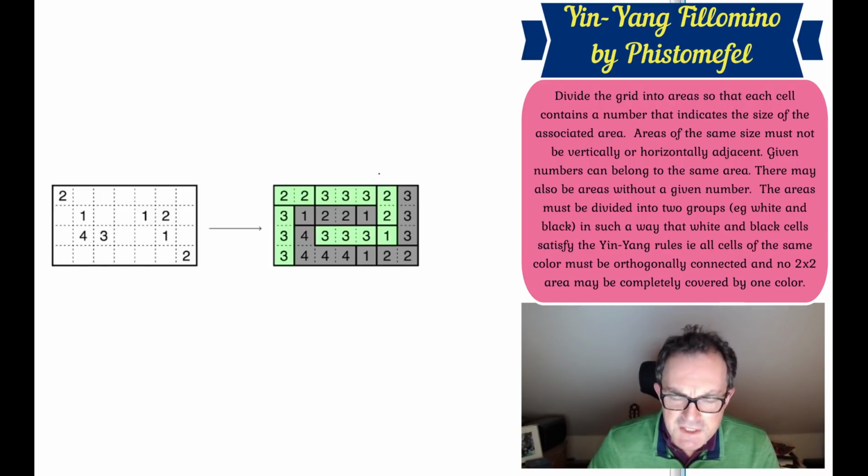Now, the reason it's a correct Yin-Yang solution is that the grid has been coloured. It's been two-coloured, basically, in such a way that I can see that all of the greens connect to one another orthogonally, all of the greys connect to one another orthogonally, and none of the greys or the greens wholly cover a 2x2 region. So I can totally see how this obeys the rules. What I'm much less clear on is how it's been generated. You know, what has Phistomefel done to generate this solution?